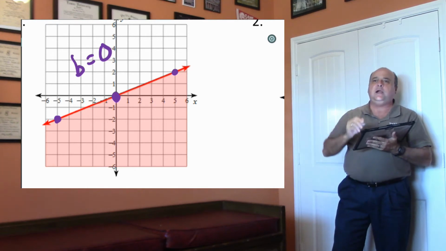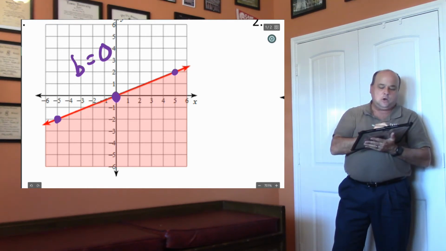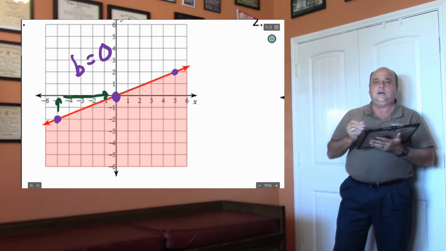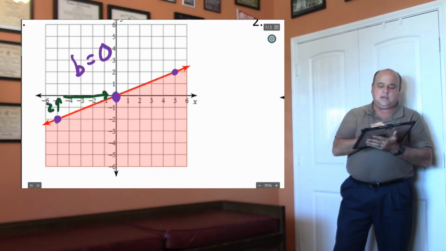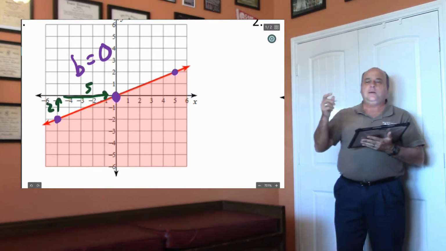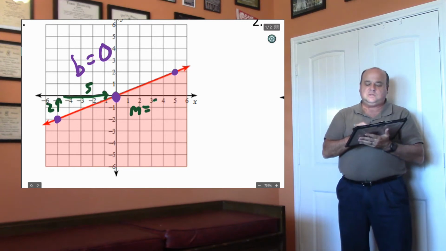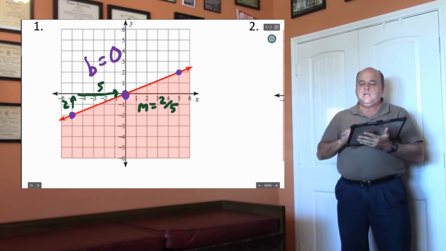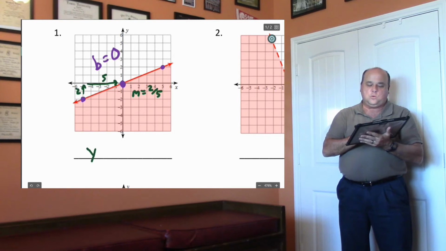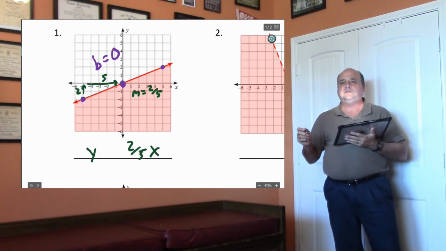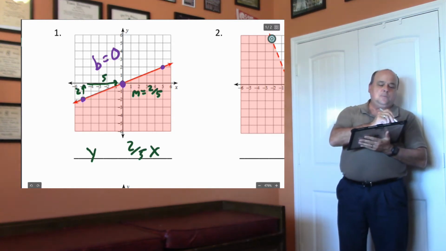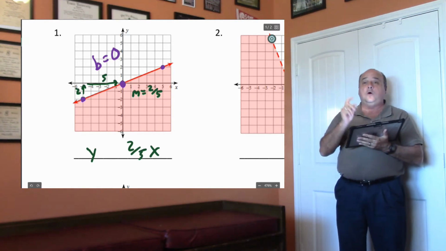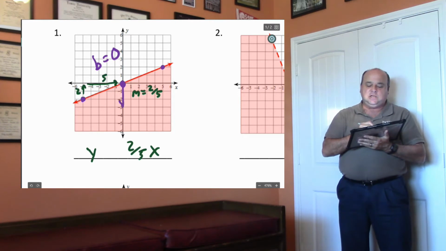Now then, draw the arrows for the slope. My slope is going up and over. It goes up 2 and it goes over 5. So my slope m is going to be 2 over 5. So let's write down the equation: write down y, and then put 2 over 5x, and I'm not going to put the plus 0.